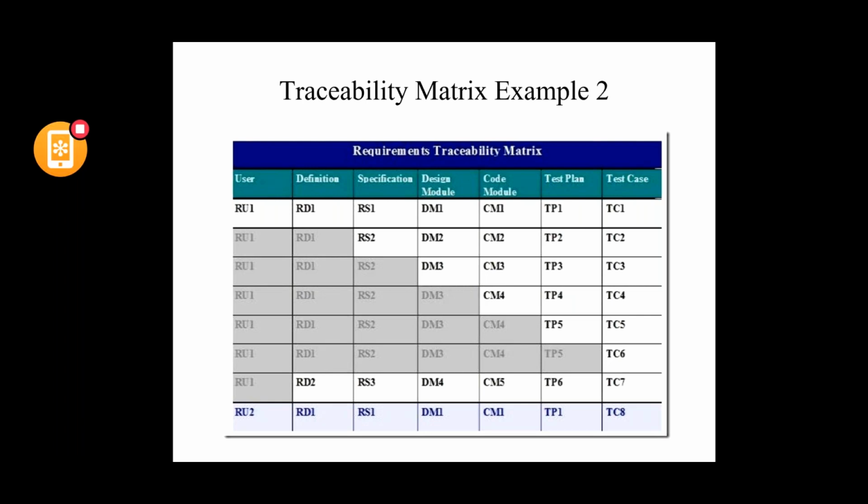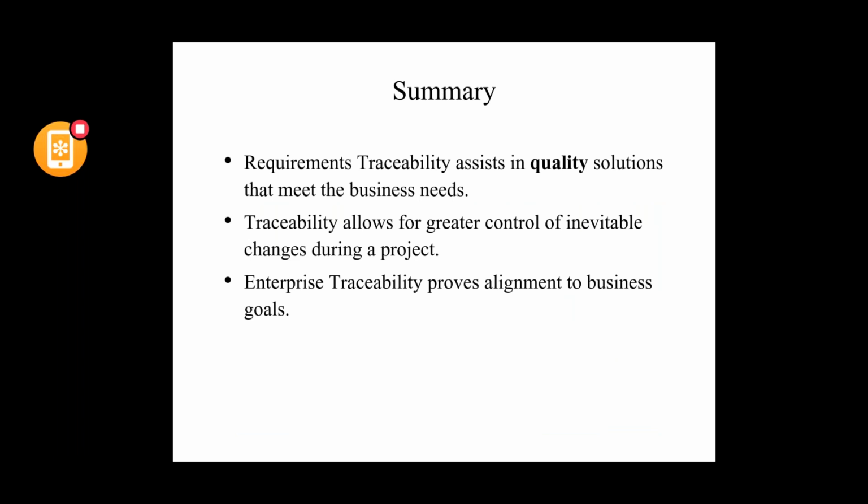Okay, so in summary, the requirement traceability matrix assists in quality solutions. How does it assist? Obviously, by making sure each and every requirement is getting tested. The traceability allows for greater control of inevitable changes during the project. In the project life cycle, changes are possible, and the traceability allows for greater control of these changes.